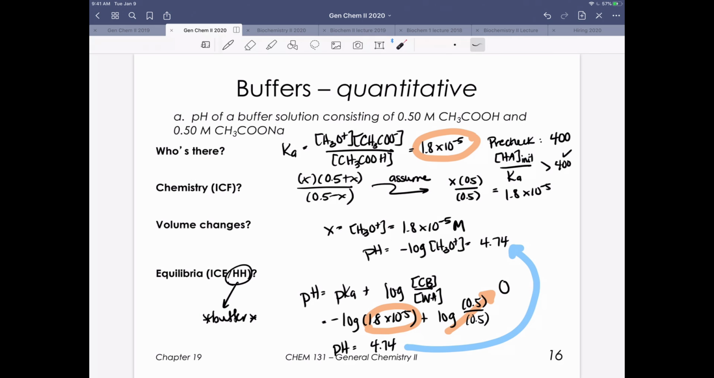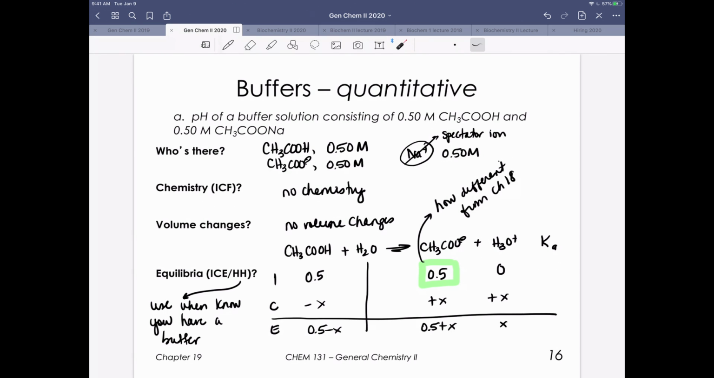So the Henderson-Hasselbalch equation will give us pH when we put in the pKa value, which again is just the negative log of Ka, plus the log of our conjugate base concentration over our weak acid concentration. Those were these values right here.